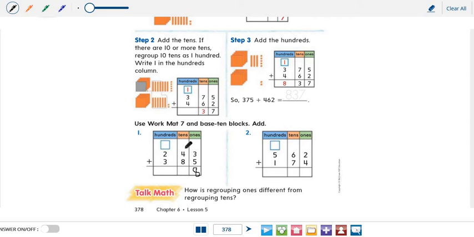The second step is to add tens. 4 plus 8 equals 12. We have more than 10 tens, so we have to regroup. We will write here number 2, and here we write 1 for hundreds. Now 1 plus 2 equals 3, and 3 plus 3 equals 6. So the sum is 628. So please, grade 2, be sure to write these answers in your book.